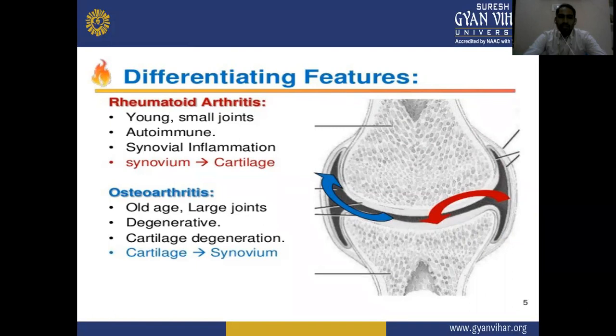And next one is osteoarthritis. Osteoarthritis occurs in old age, affects large joints, and involves degenerative cartilage degeneration and synovium. So cartilage and synovium. This is the osteoarthritis.